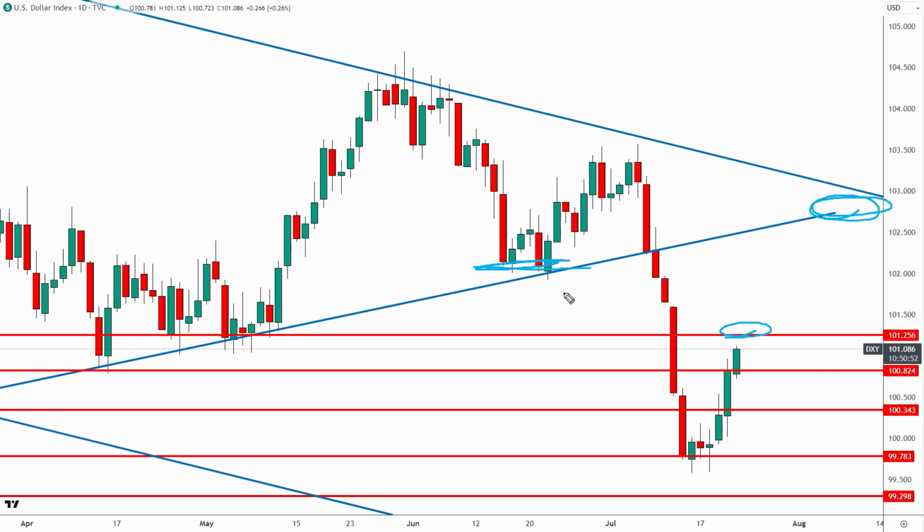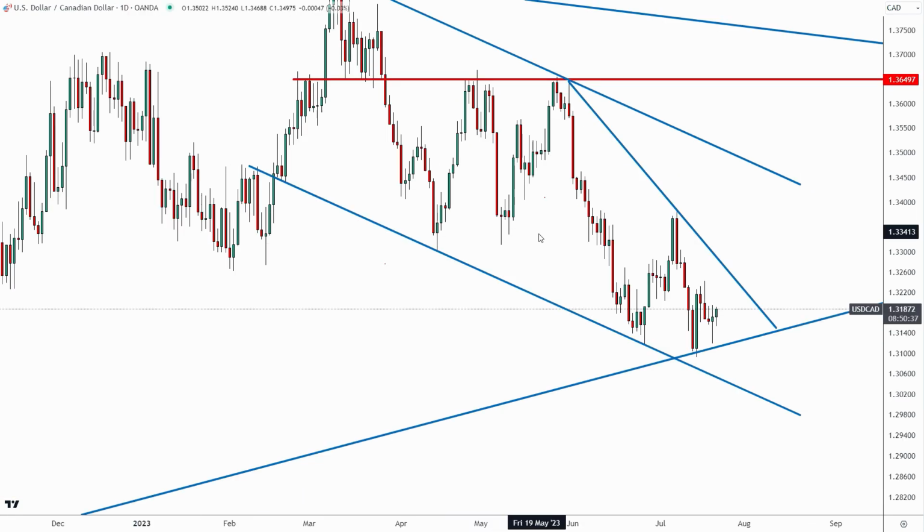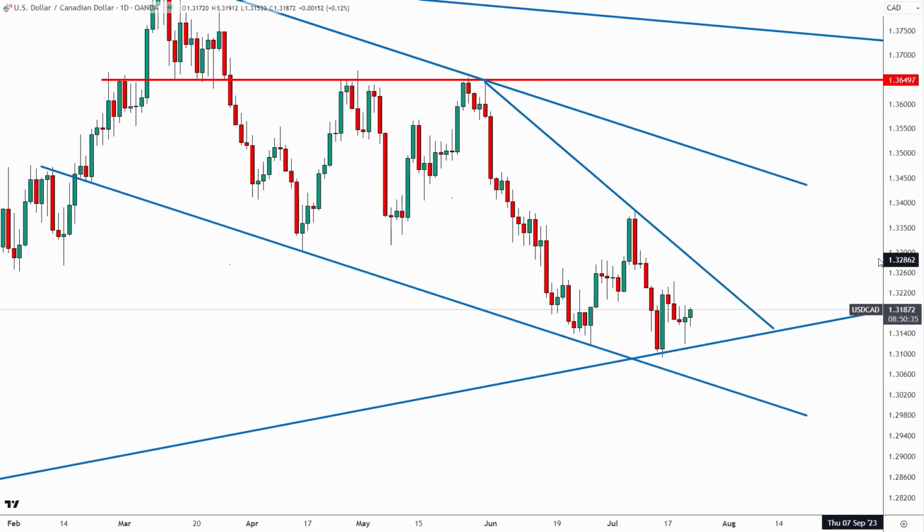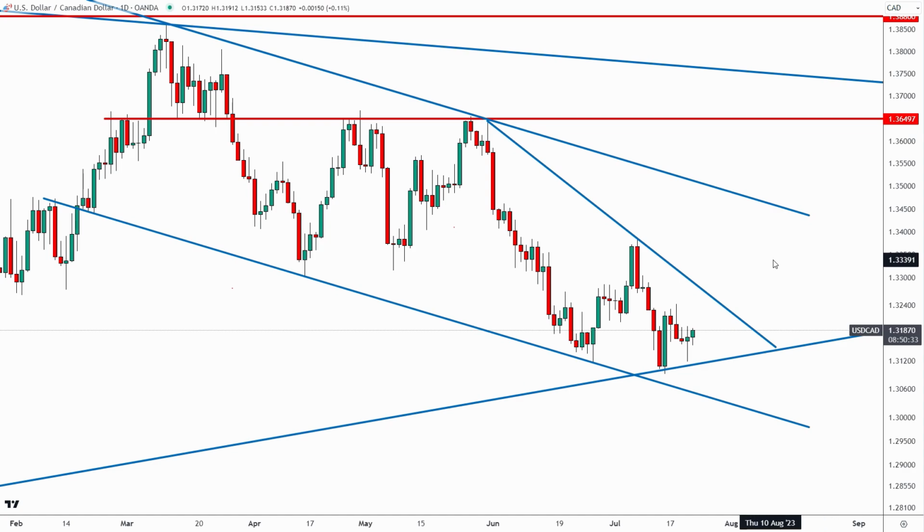Okay, 102.8, that trend line from 2021. Okay, so let's flip back and take a look at the USD CAD and see how that looks. So if we are going to get a DXY rally up towards some of those levels, then we're looking at the dollar versus the Canadian dollar potentially breaking out back here toward this recent high.